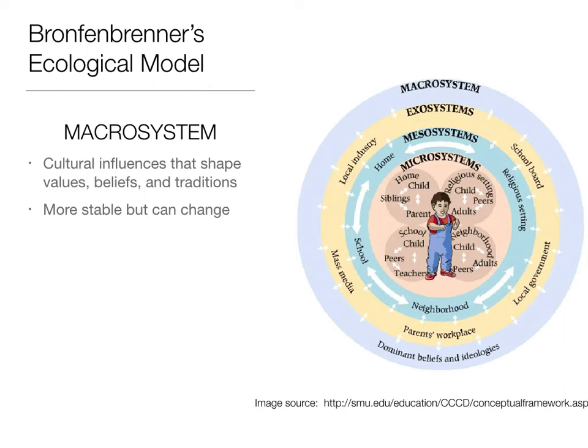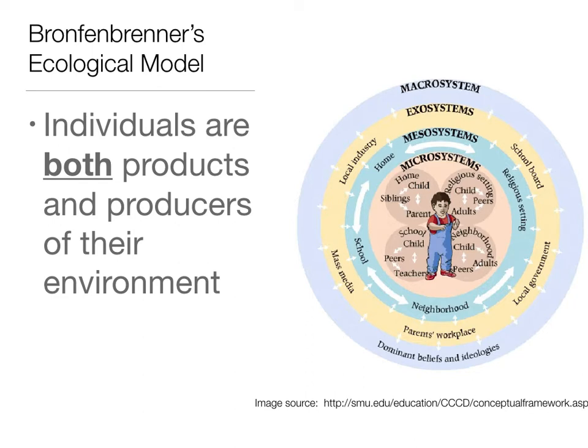One really good thing that comes out of this Bronfenbrenner ecological model is that individuals, so the child or you, because this doesn't necessarily stop when you hit 18, are both products and producers of their own environment. So the way to think about that is that the child can create their own environment, but that environment can cause change for the child as well.